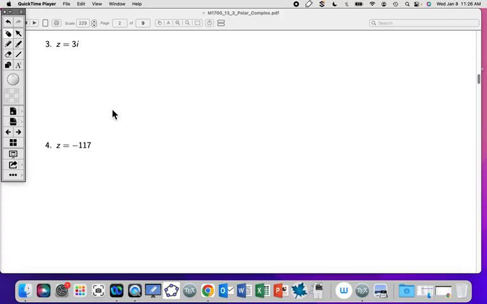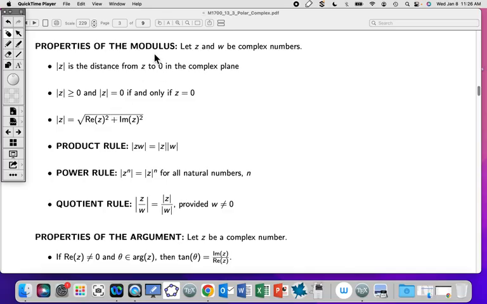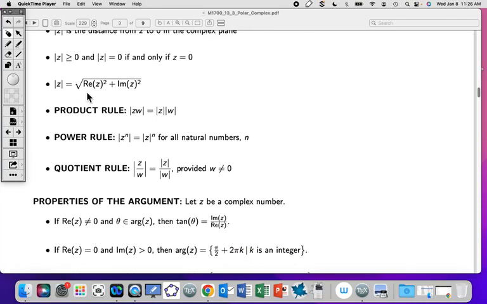All right, so what can we do with this? Well, first off, here are some properties. Properties of the modulus. So the modulus is the distance from z to 0 in the complex plane. We've already shown that. The modulus is always 0 or bigger, and it's equal to 0 if and only if z is 0. We know that from polar coordinates. If the r is 0, that means you're at the origin. Otherwise, you're some distance away from the origin. And once again, this comes from the Pythagorean theorem, the distance formula.